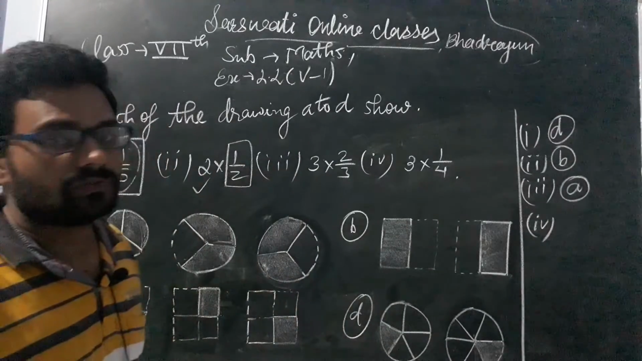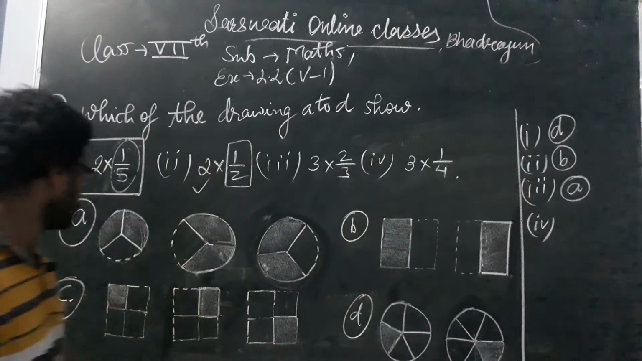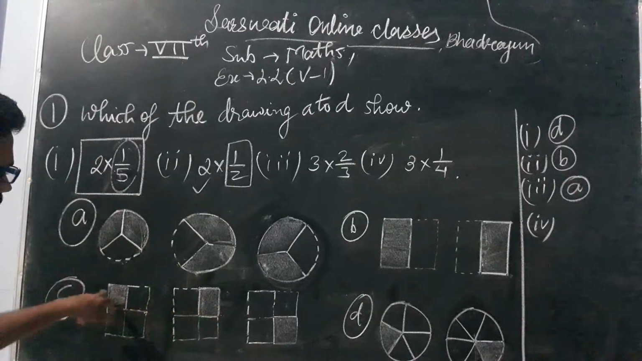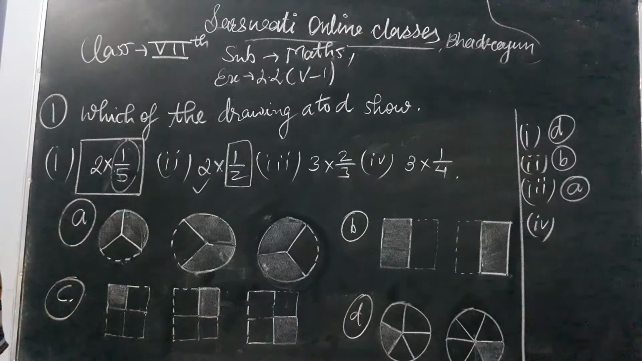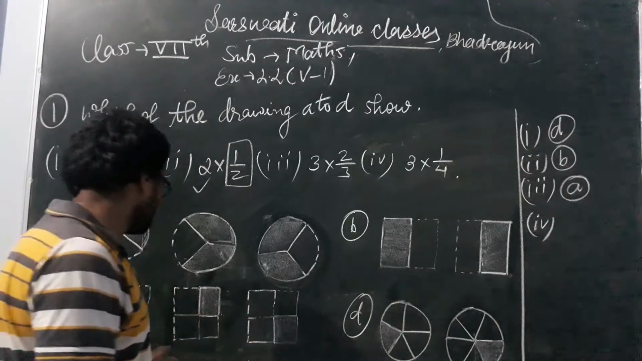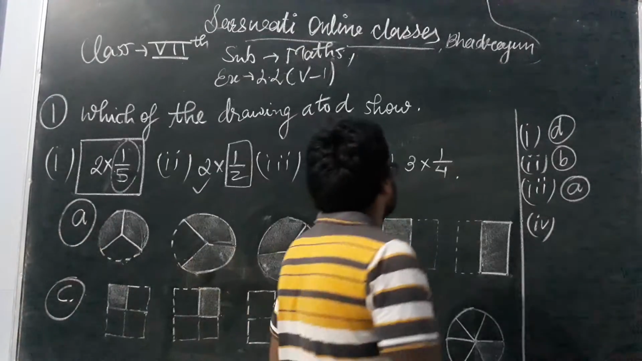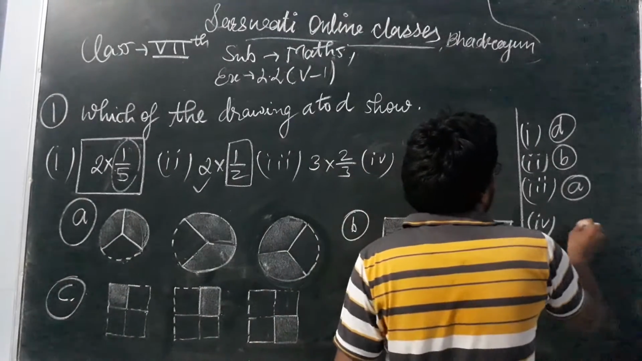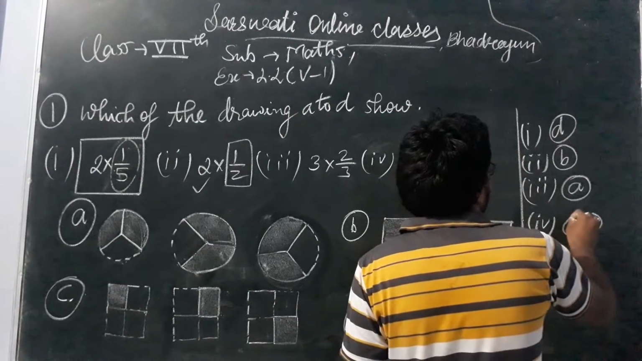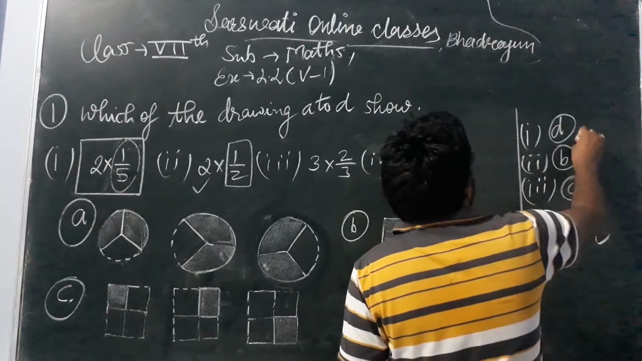Fourth one is 3 into 1 by 4. Okay. So this is our 1 by 4. These are 4 parts and one is shaded. Okay, so this is 1 by 4 and this is 3 times, hence this is 3 into 1 by 4. So our fourth part is matched with our part C. Okay, this is our answer.